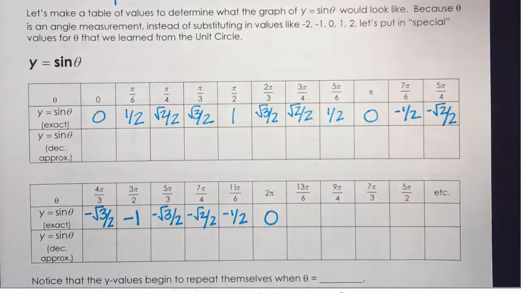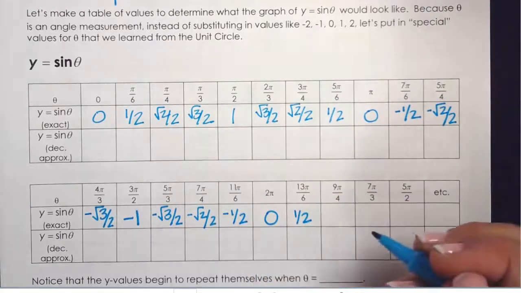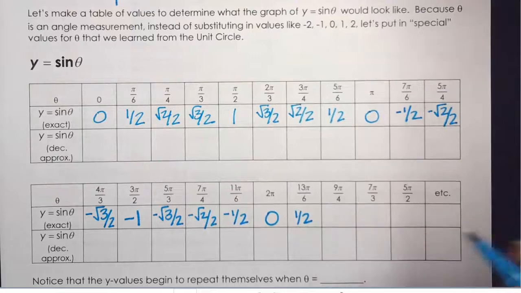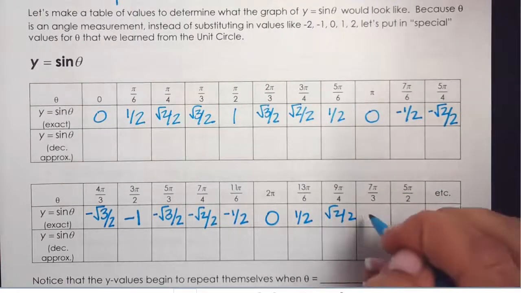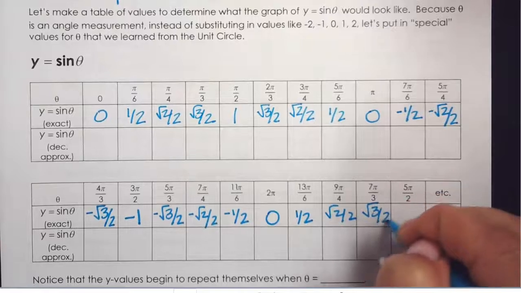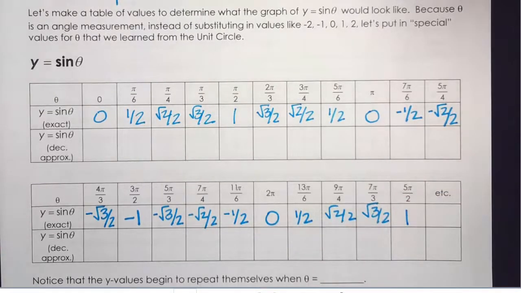So then what about at 13 pi over 6? Back to 1/2. What about 9 pi over 4? Root 2 over 2. 7 pi over 3. Root 3 over 2. 5 pi over 2. 1, okay?